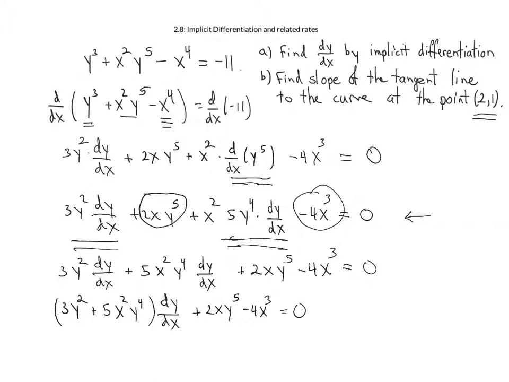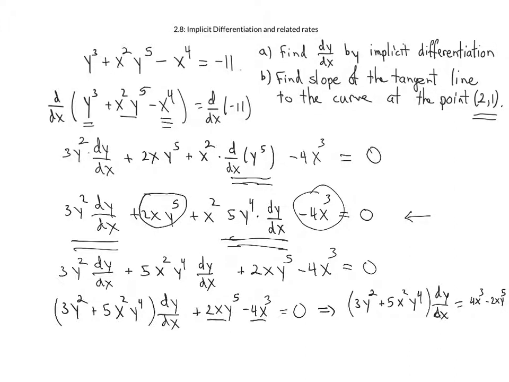So next, I have a common dy by dx in the first two terms, and I can factor that dy by dx out, and that's what I've done here, 3y squared plus 5x squared y to the fourth, all times dy by dx. And then I added the 2xy to the fifth minus 4x cubed is exactly the same last two terms. So the next thing to do is to move these two terms over to the other side, and I'll do that over here.